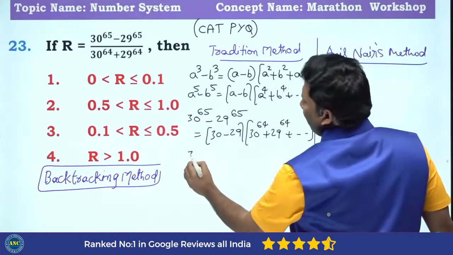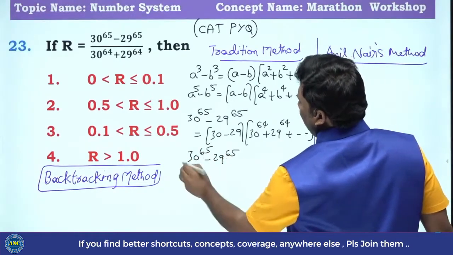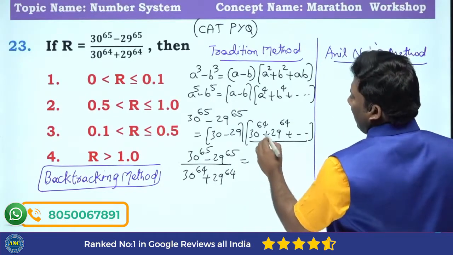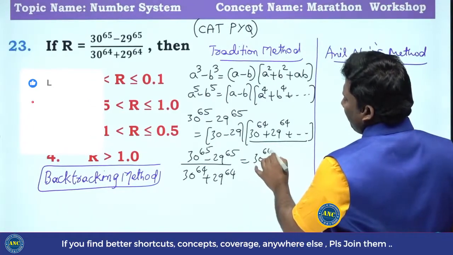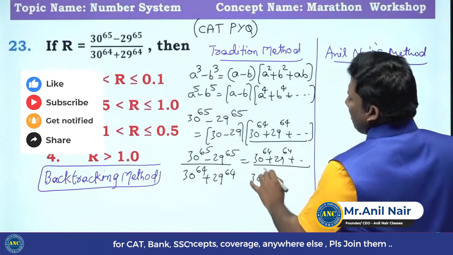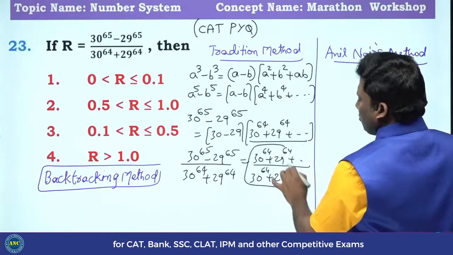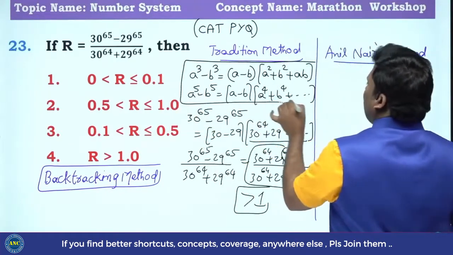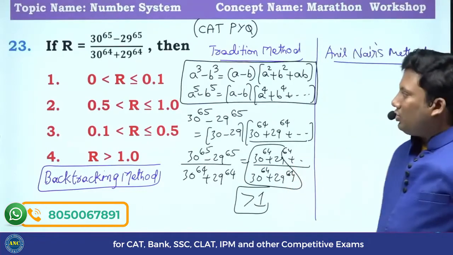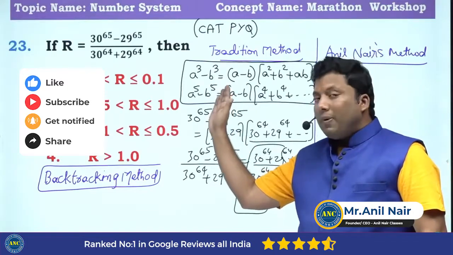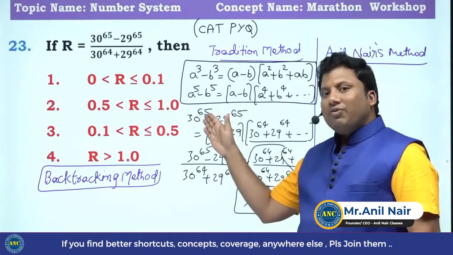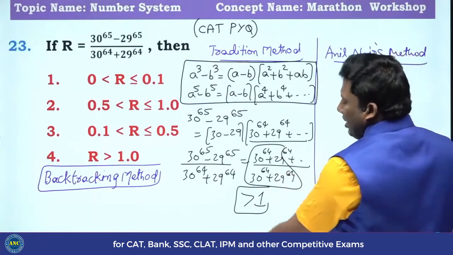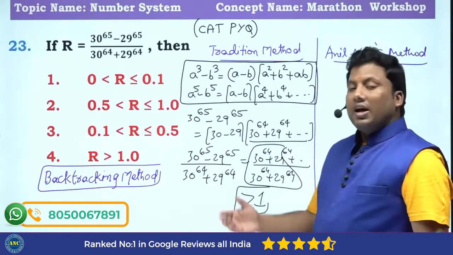So if I divide 30 power 65 minus 29 power 65 by 30 power 64 plus 29 power 64, the numerator is 30 power 64 plus 29 power 64 plus some positive value, divided by 30 power 64 plus 29 power 64. This is 1 plus something. The answer is greater than 1. I hope it is clear. This is based on the algebraic identities. A cube minus b cube is a minus b into a square plus b square plus ab. When the power is odd, a power 5 minus b power 5 is a minus b into something. For 30 power 65 minus 29 power 65, it is 30 minus 29 into something. If I divide, these will get cancelled. 1 plus something, it is positive, so it is greater than 1. I hope it is clear.